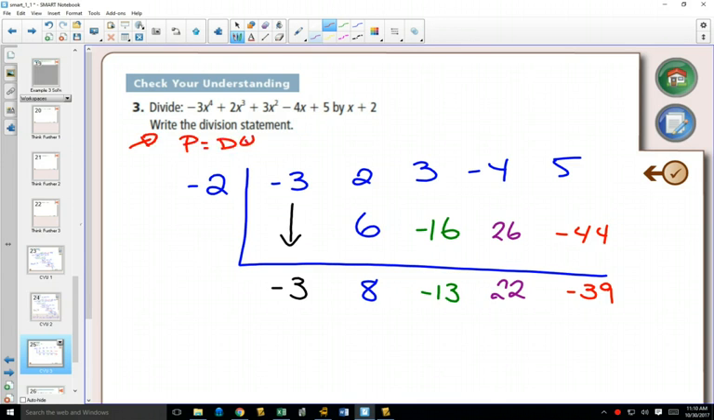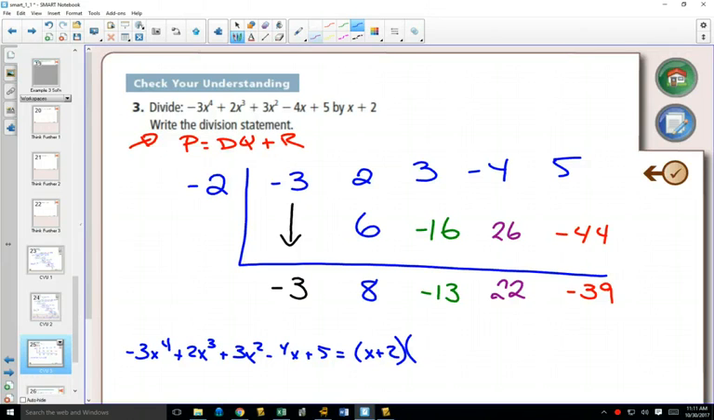That is our Dairy Queen statement with our remainder. So our polynomial was negative 3x to the 4 plus 2x cubed plus 3x squared minus 4x plus 5, we divided by x plus 2. As an answer, we've got all of this. So what does that mean? The last one's your remainder. This is going to be, the 22 is your constant, negative 13x, 8x squared, and negative 3x cubed.